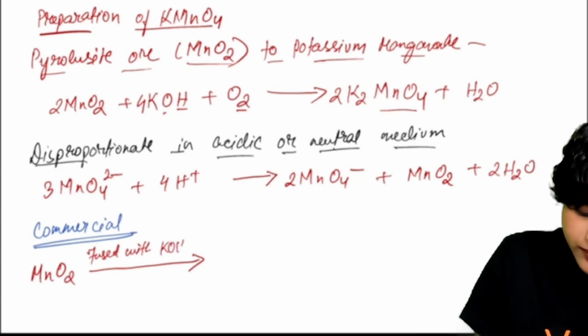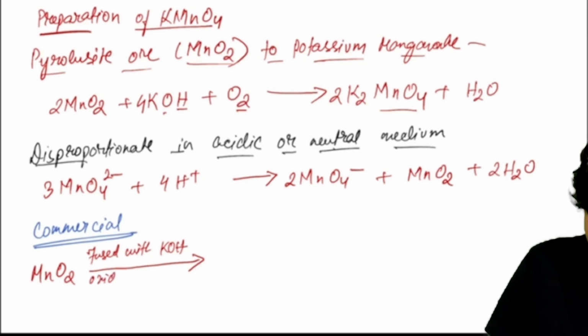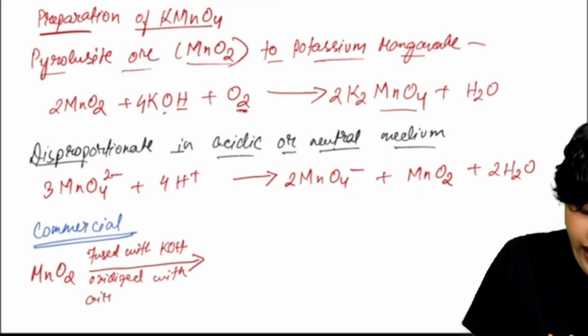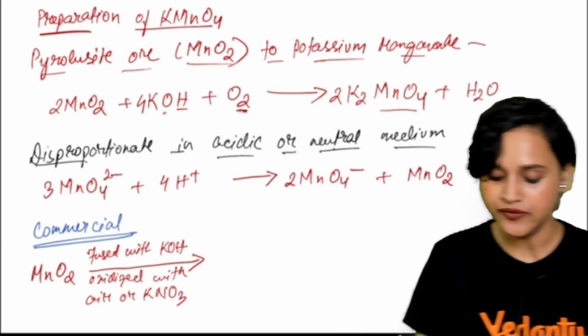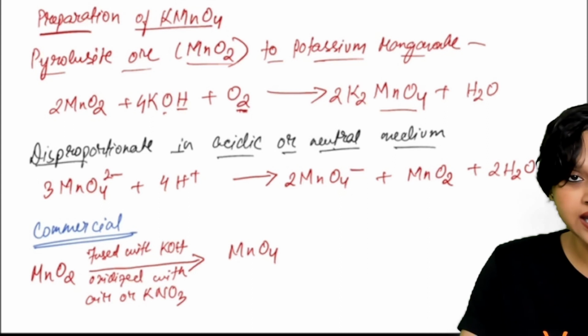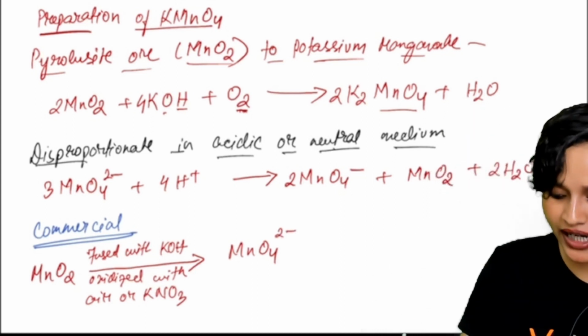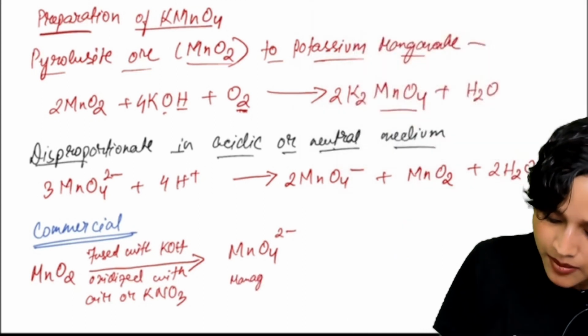Fused with KOH. This is exactly what is written in your NCERT, by the way. Fused with KOH and oxidized with, see, here also you added oxygen. This time what you will do is oxidize with air or KNO3, potassium nitrate. Now what will you get? What did you get here? MnO4 2-, isn't it? So you are getting MnO4 2-, which is nothing but the manganate ion. This is your manganate ion.